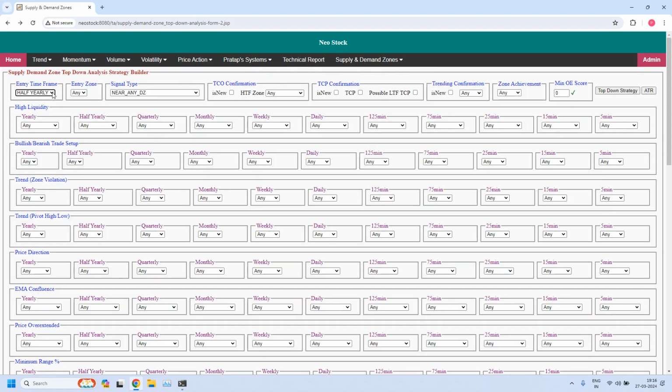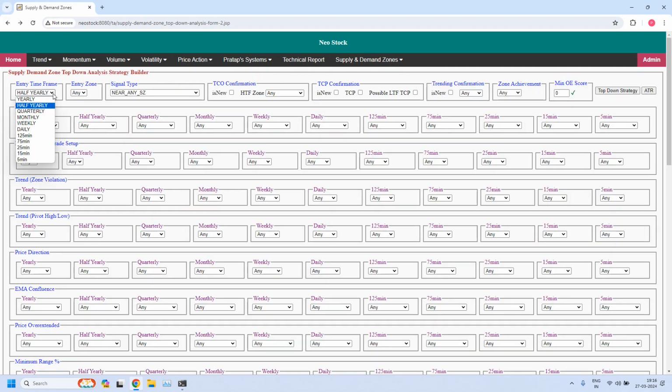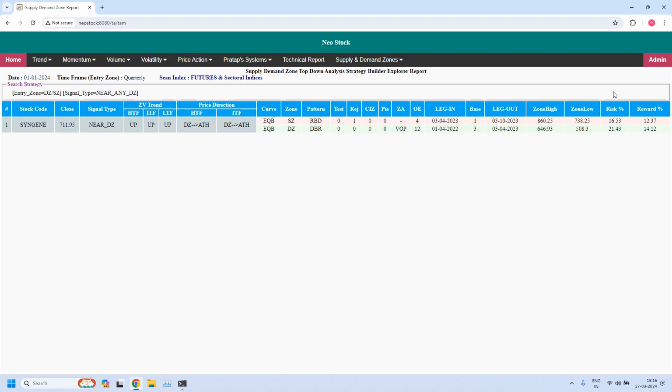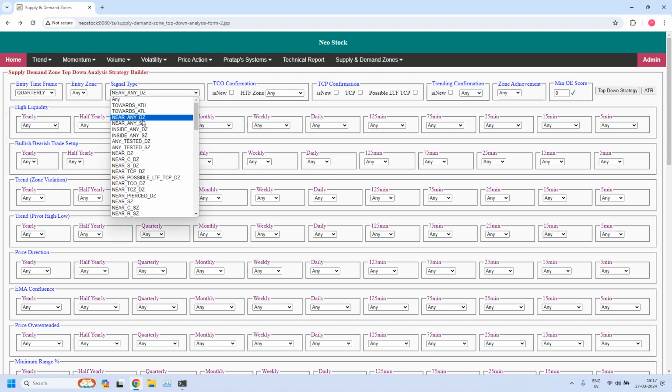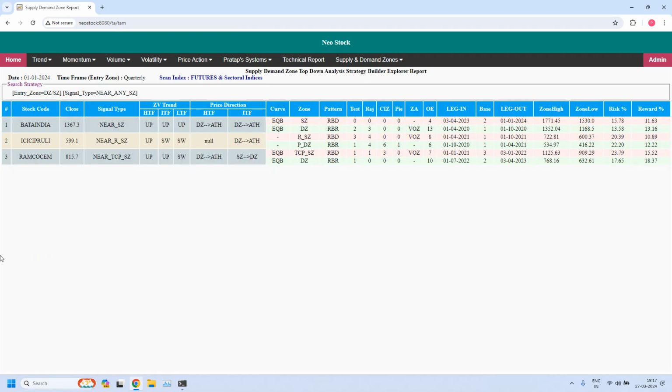Now for half yearly time frame, let us find the stocks which are near to the half yearly supply zone. So no stocks are available. Let me go back and changing the time frame to quarterly. Let us find the stocks near quarterly demand zone. Currently only one stock is filtered which is near to the quarterly demand zone. So let me go back. For quarterly time frame, let us find the stocks near quarterly supply zone. So three stocks are filtered which are near to the quarterly supply zone.